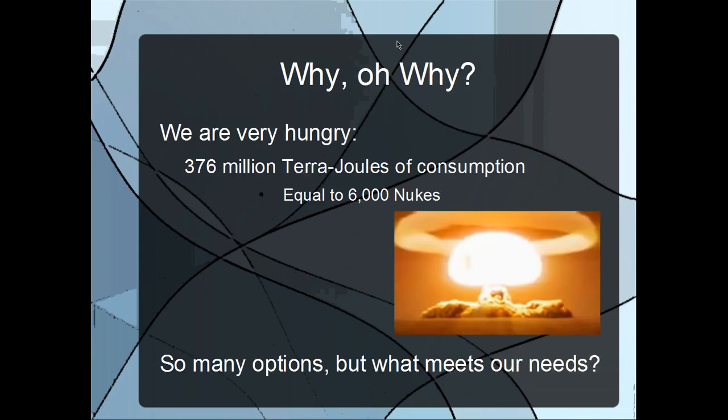So why, oh why, are we discussing this? Well, in 2012 alone, the global economy used 8,979 million tons of oil equivalent energy. This is approximately equal to 376 million terajoules of energy, or the detonation of 6,000 of the largest nuclear warheads ever tested by the United States. This immense amount of frivolous consumption is only getting larger as nations invest in technology-driven economies rather than depending on the physical work of their constituents.